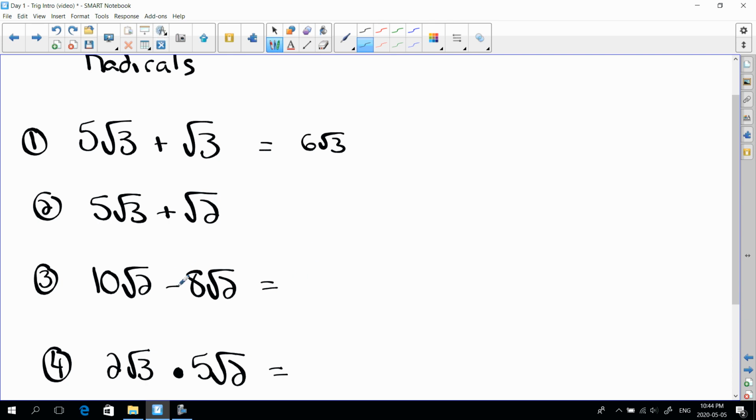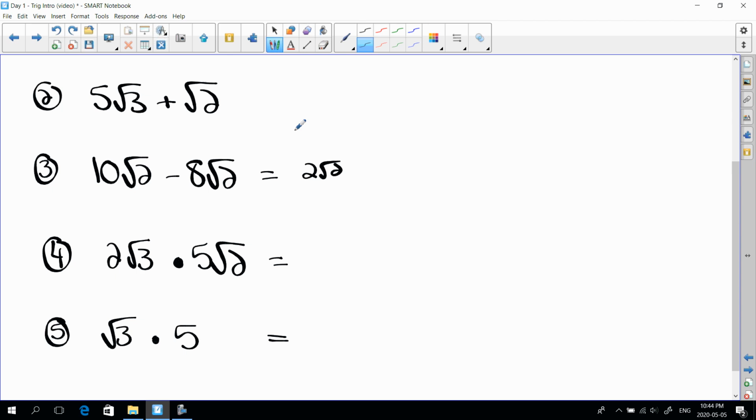Subtracting radicals, they're like radicals, so you can subtract them. 10 minus 8 would give me 2 root 2. Multiplying radicals, okay, we go coefficient 2 by coefficient 5, gives me 10. And then I go radical 3 times radical 2 to give me radical 6.